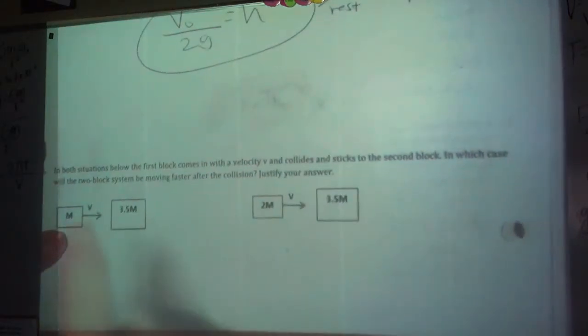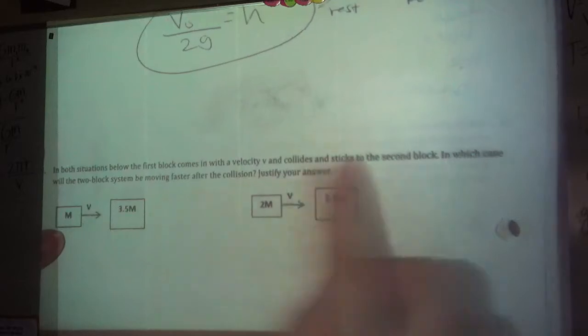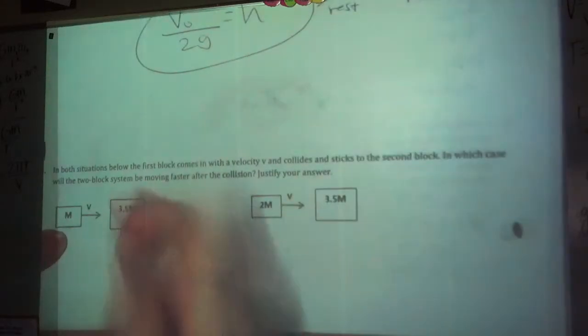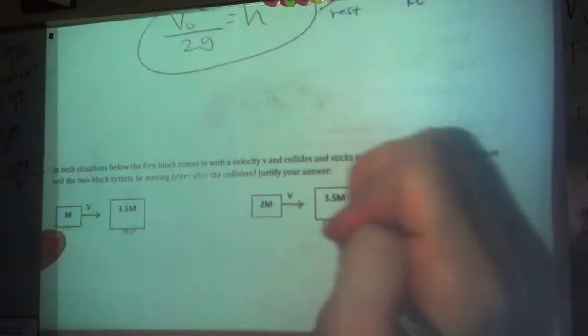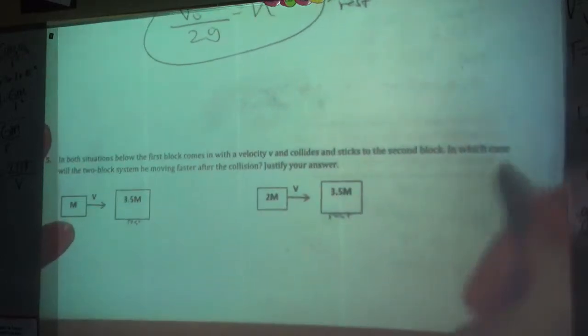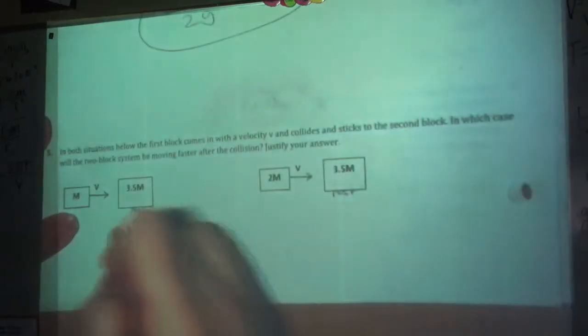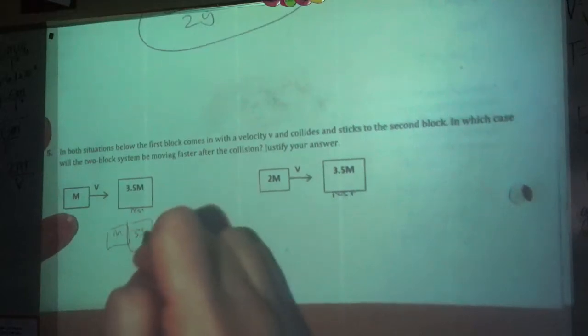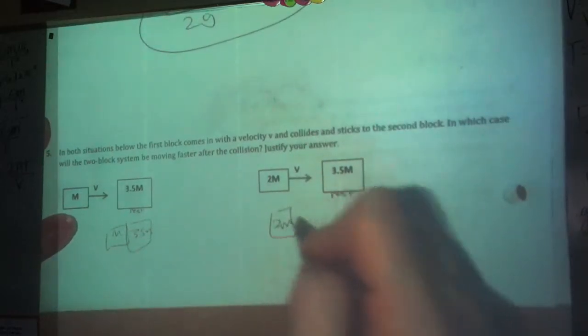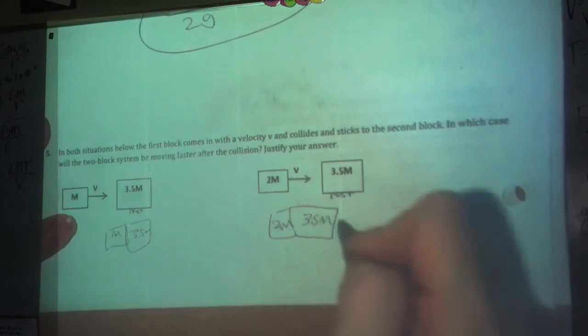Number 5, in both situations, the first block comes in with a velocity v and collides and sticks to the second block. I didn't say this, but they are at rest, sorry. Both of these are at rest. And we want to know, in which system, when these two stick together, the M and the 3.5M, and the 2M and the 3.5M, is the system moving faster?